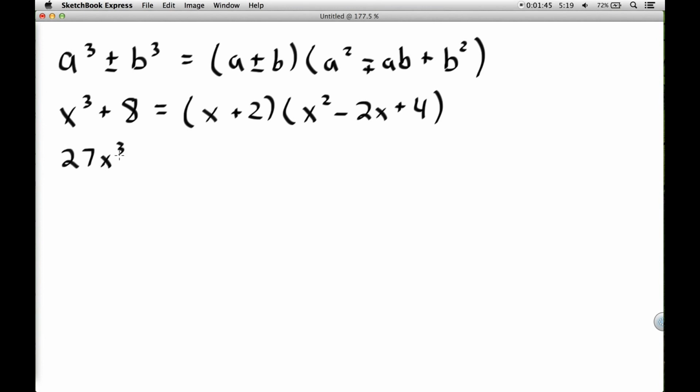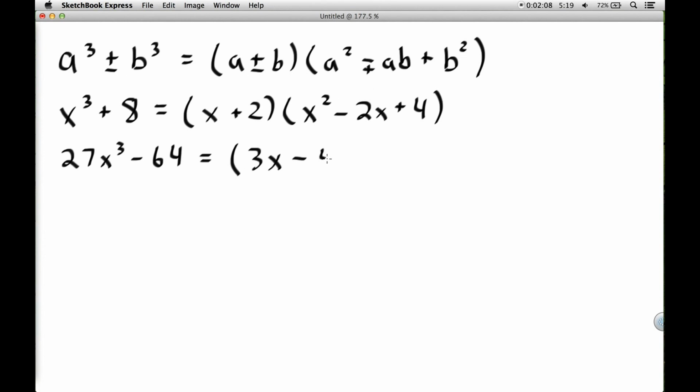All right, going to get a little trickier when we have larger numbers here. What is the cube root of 27x cubed? That's just going to be cube root of 27 is 3. Cube root of x cubed is x. So 3x plus cube root of 64, minus here. Since we have a minus there, we go along the bottom here.